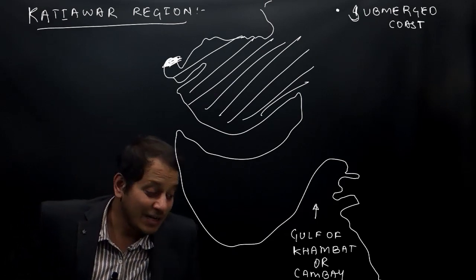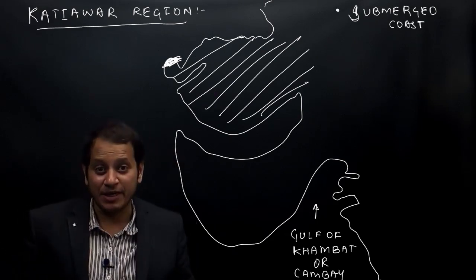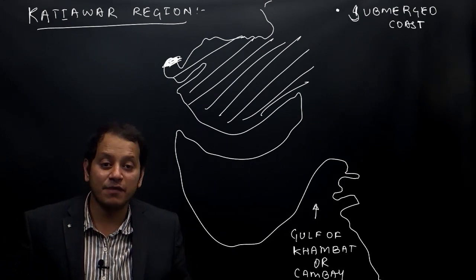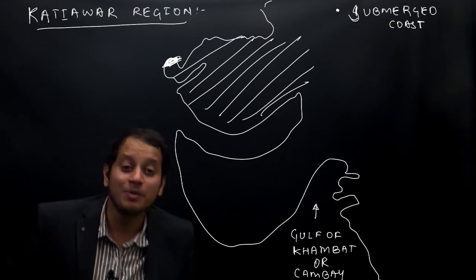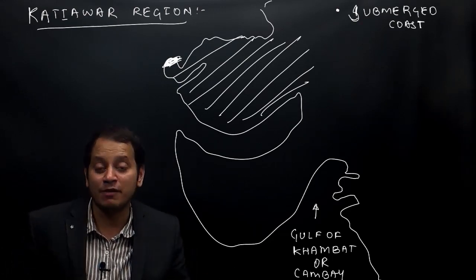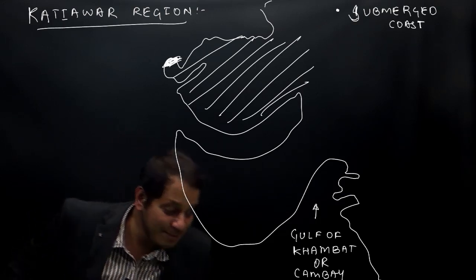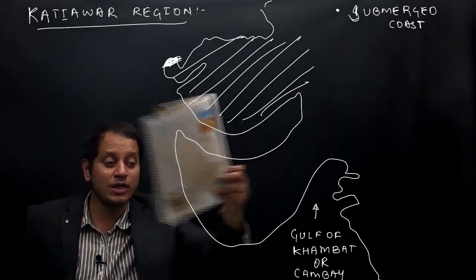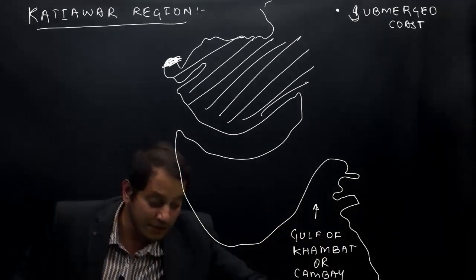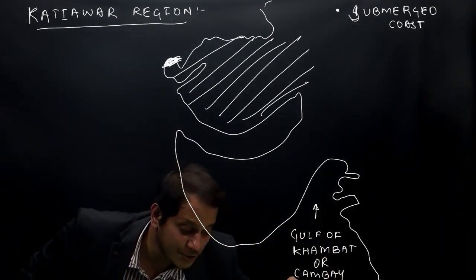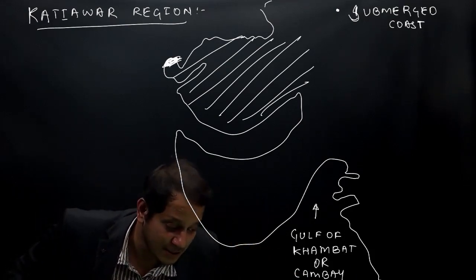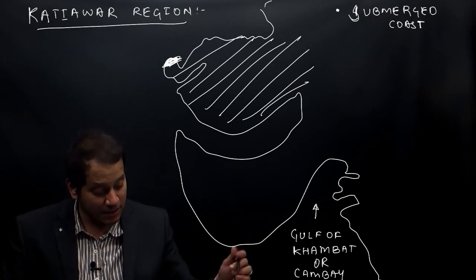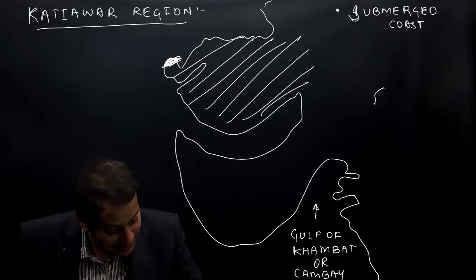Now look at the map, pointing examples of the Kathiawar region. In the Gulf of Khambat, you will see there are numerous rivers which go into the Gulf of Khambat or the Gulf of Cambay. Tell me the name of these rivers. Look in your physical map. The first river which drains here is river Sabarmati.